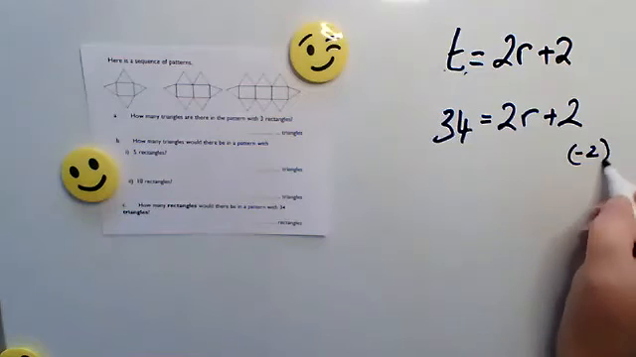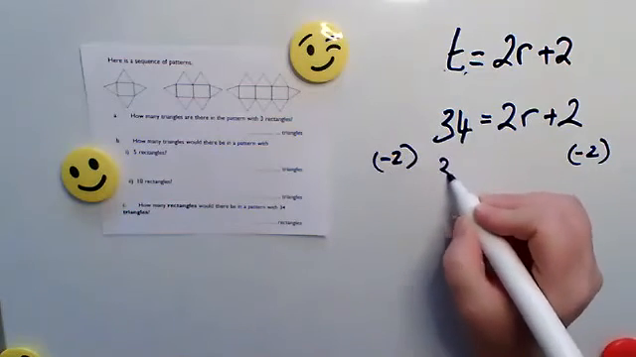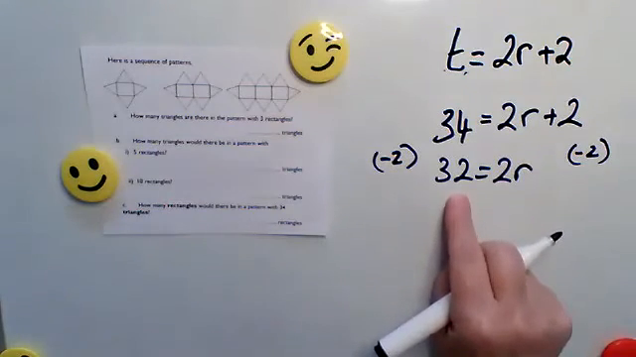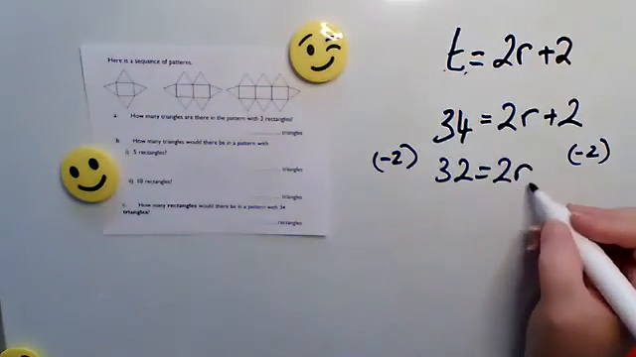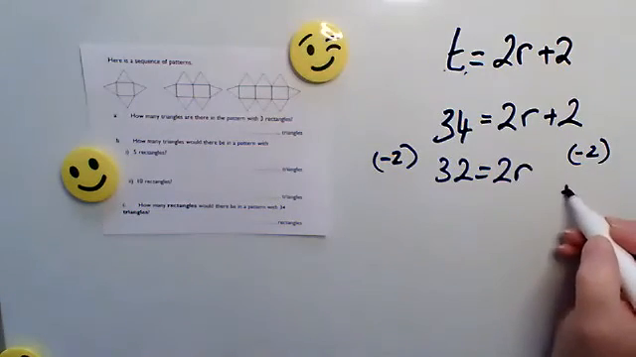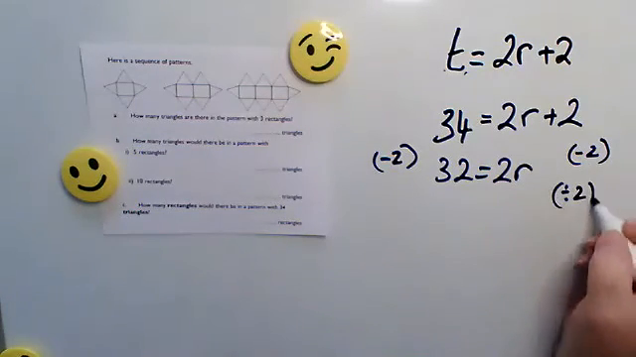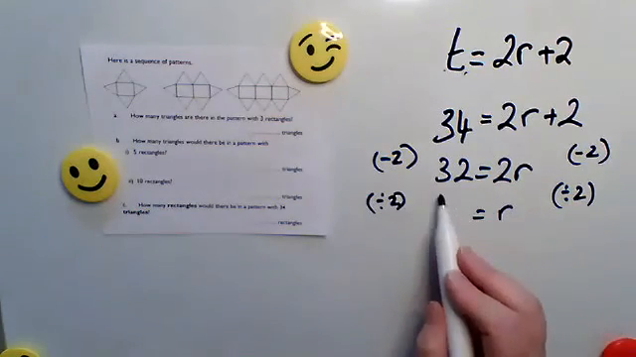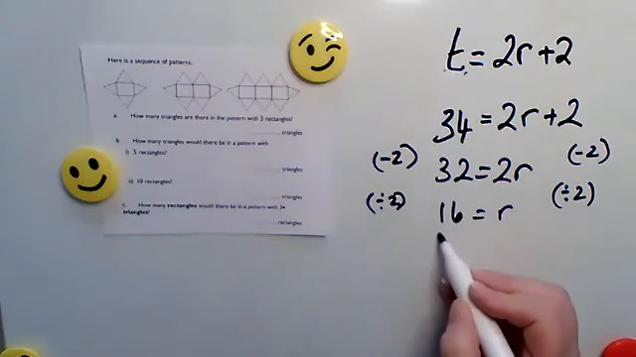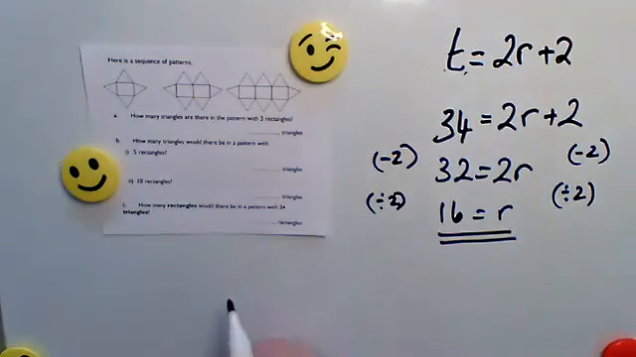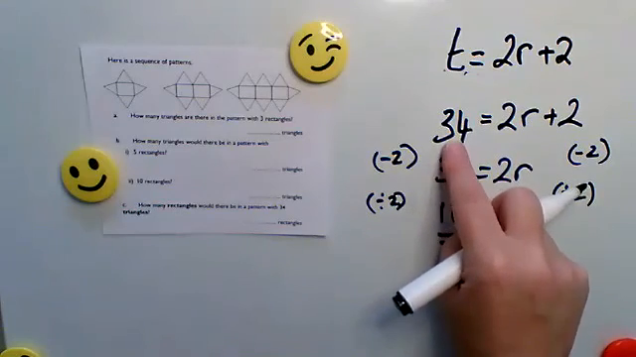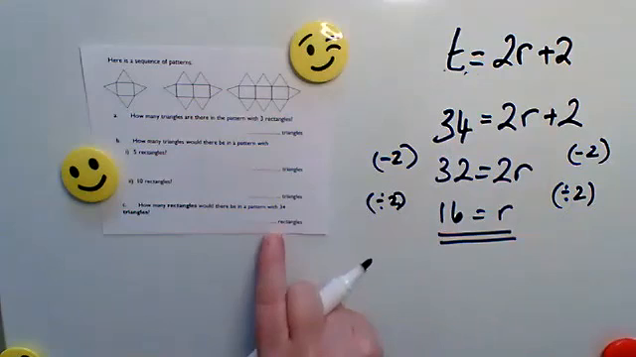If I take 2 away from each side, then I know that 2R is going to be equal to 32. Now, I don't know what R is, but if I divide this side by 2, I get R on its own. So I need to do the same to this side, and 32 divided by 2 is 16. So the number of rectangles that have 34 triangles around the outside is 16. So 16 is the answer to question part C.